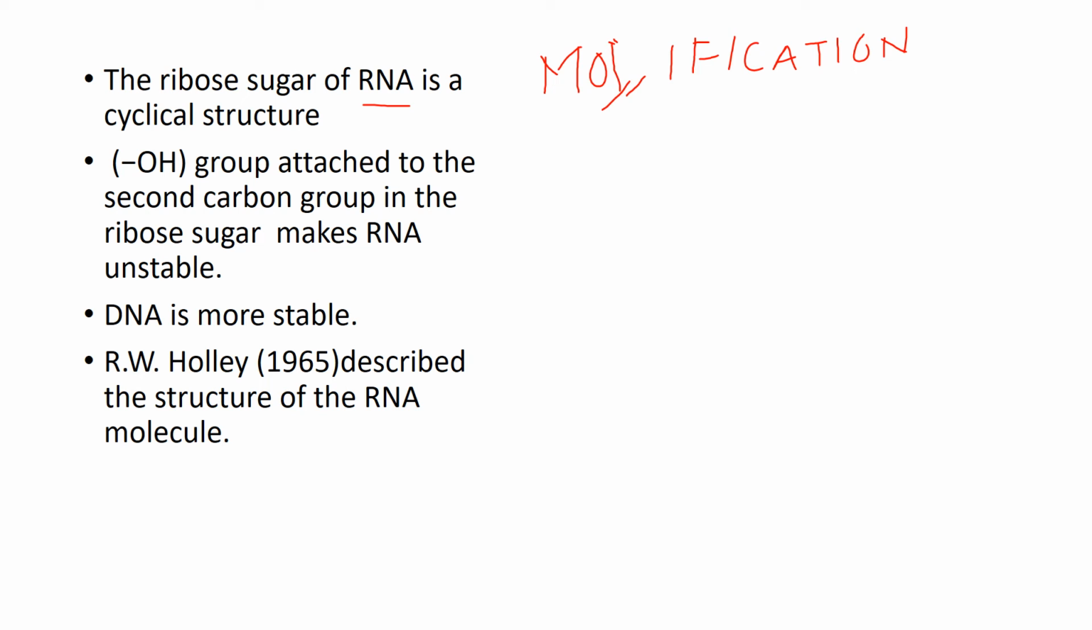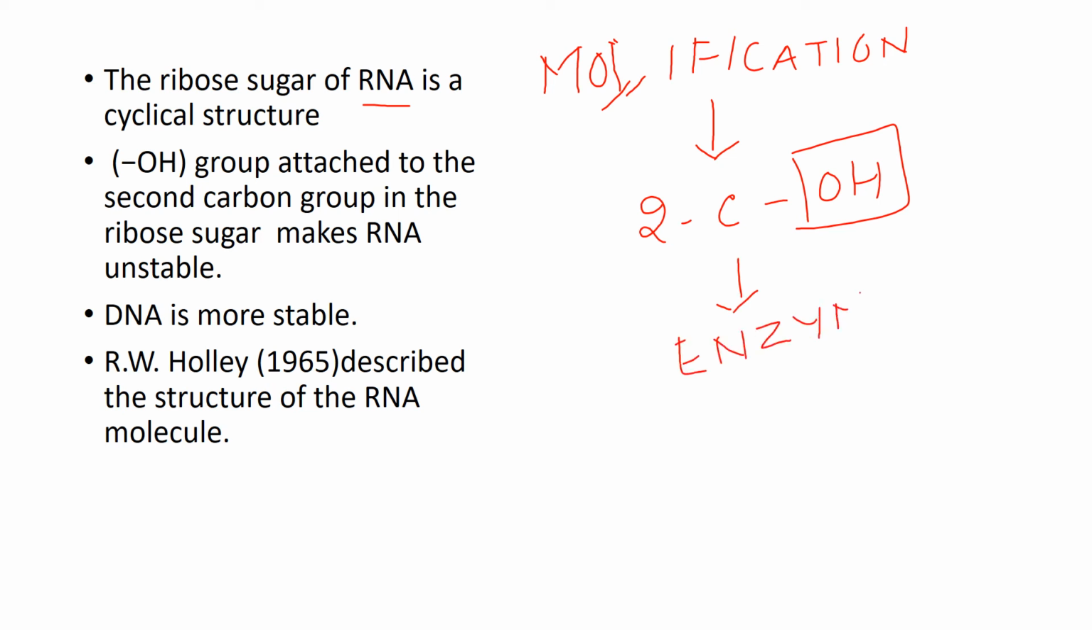Modifications are very easily done in the RNA molecule, and the reason is the second carbon which has the hydroxyl group. Now these modifications are done by various kinds of enzymes. The modifications which are done are very simple modifications, for example addition of a CH3 group, which we call methylation.